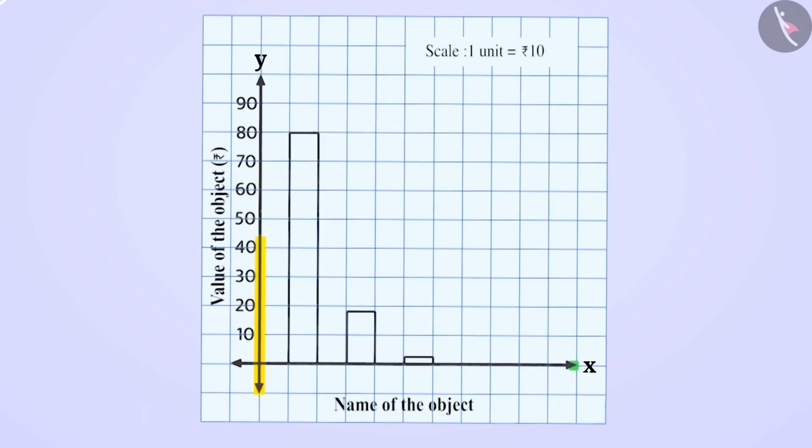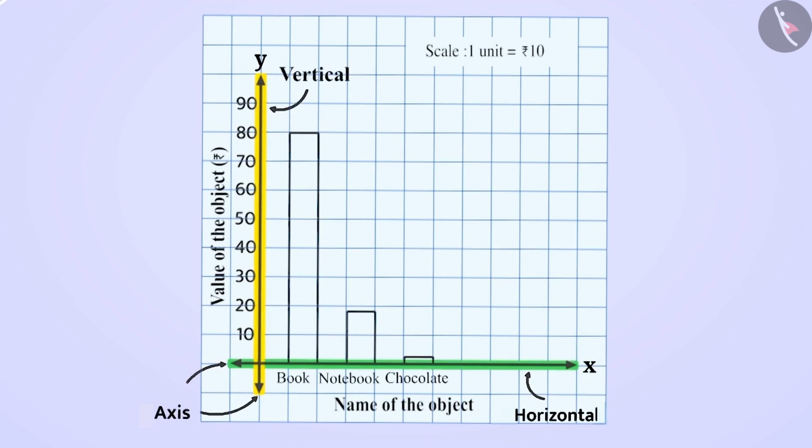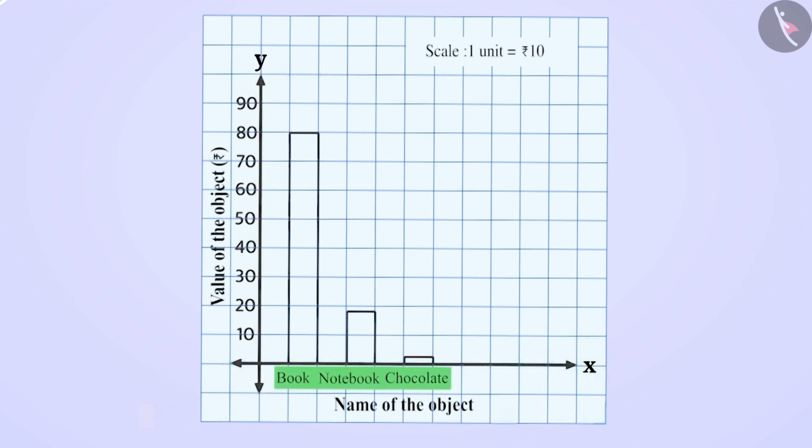The bar graph has two axes, that is, the horizontal x-axis and the vertical y-axis. Here, the name of the objects is shown on the horizontal axis and the numerals on the vertical axis, which represent the value of the object. Here, the scale is 1 unit equals rupees 10. This means that 1 unit of length is for rupees 10.